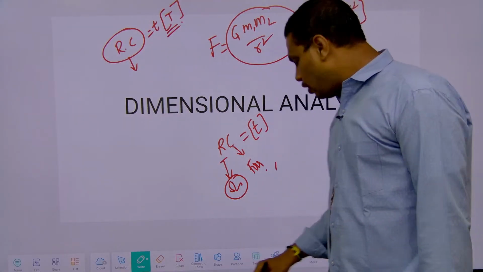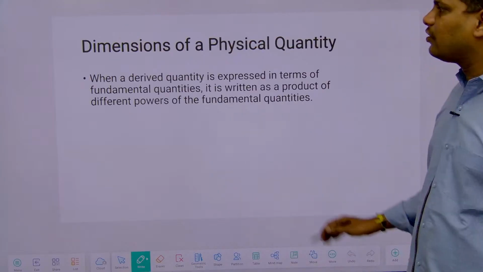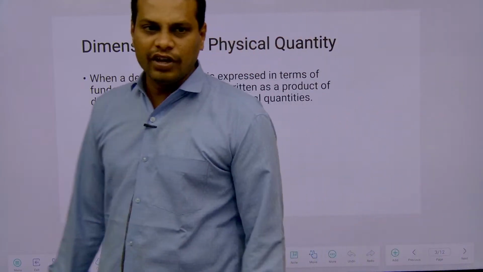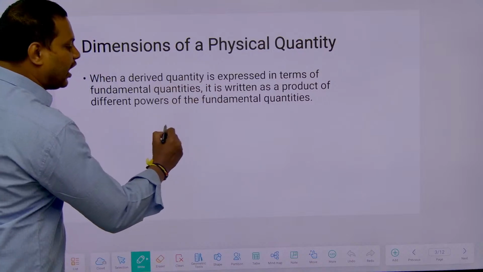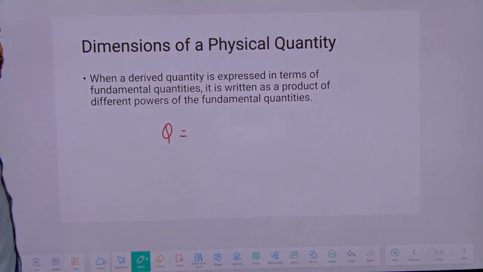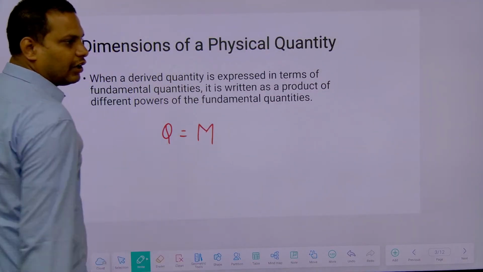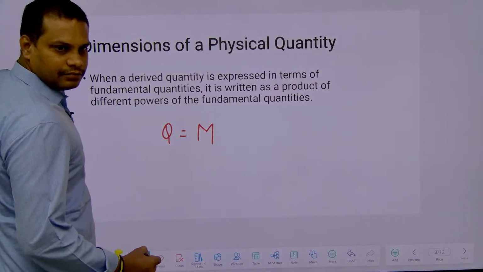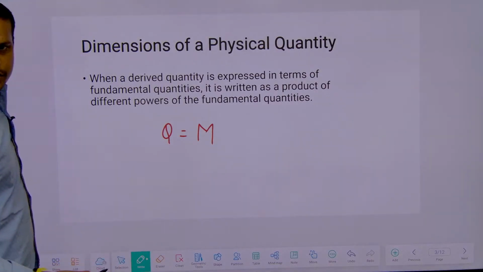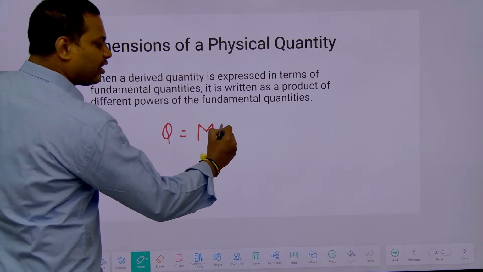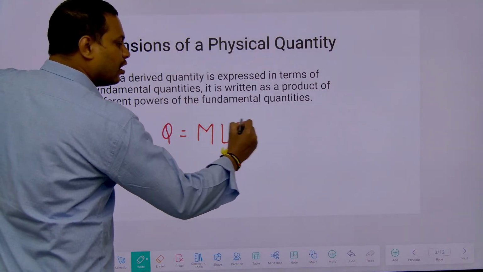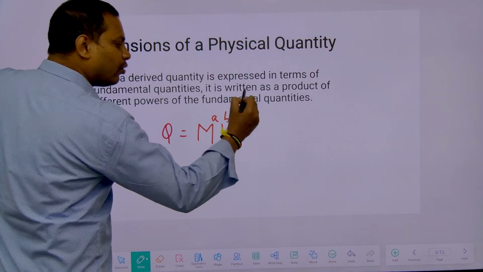Now how to explain a physical quantity with the help of dimensional analysis? If you take any physical quantity, I will take any physical quantity Q. Any physical quantity can be expressed as a product of, product means multiplication, powers of base quantities.